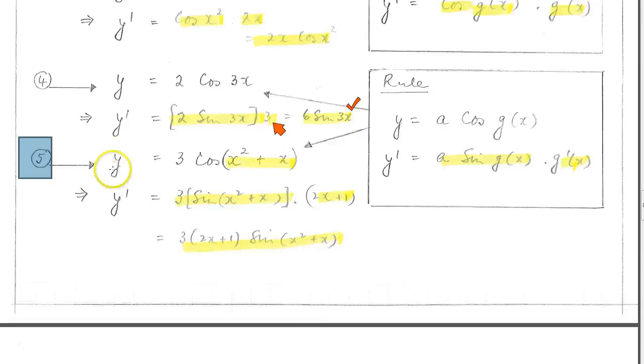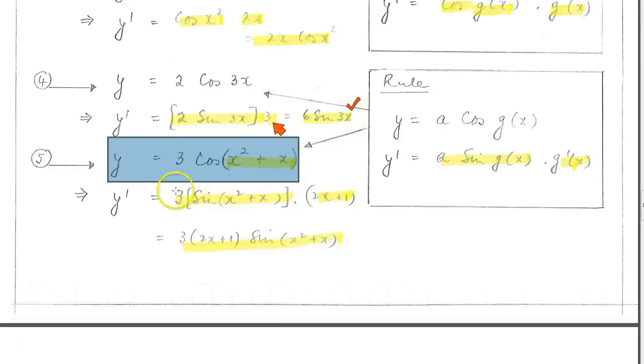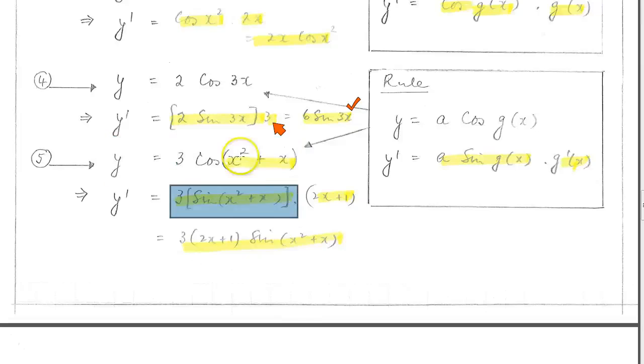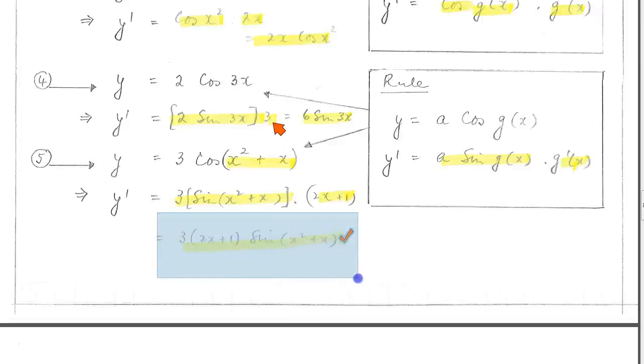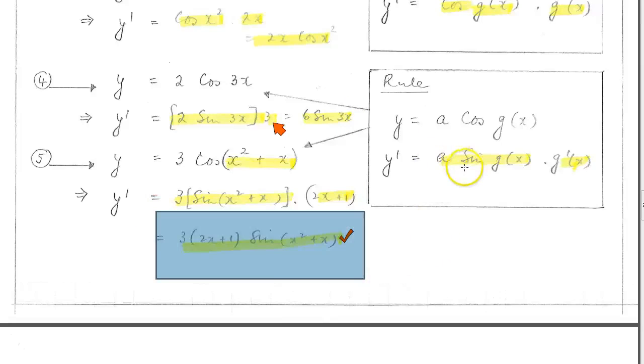Okay, y equals 3 cos x squared plus x. y dash will be 3 sine x squared plus x. Differentiate the x squared plus x, you get 2x plus 1. Put it in front: 3 brackets 2x plus 1 times sine x squared plus x. And look into the block and make sure you're happy that you can write down the rule that you've used, and check it with mine.